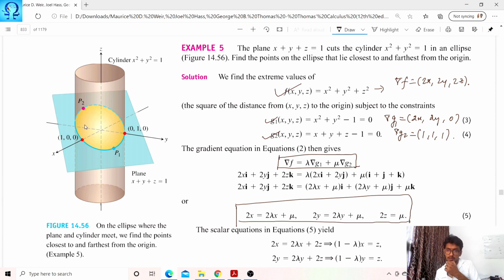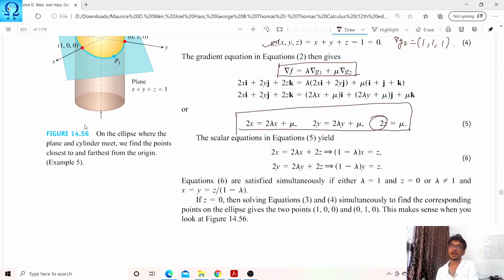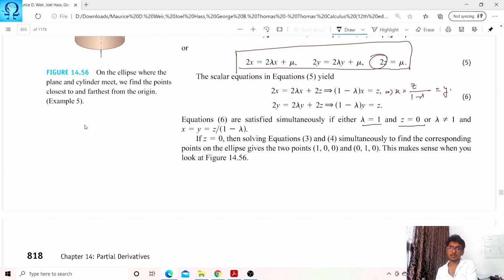And the value of mu shall be replaced with 2z, and that is why your first two equations become 2x is equal to 2 lambda x plus 2z, 2y is equal to 2 lambda y plus 2z. These are satisfied either if lambda is 1 and then this forces z to be 0. If lambda is not 1, then x can be written as z upon 1 minus lambda, which is the same as the y value. These two are the possibilities.